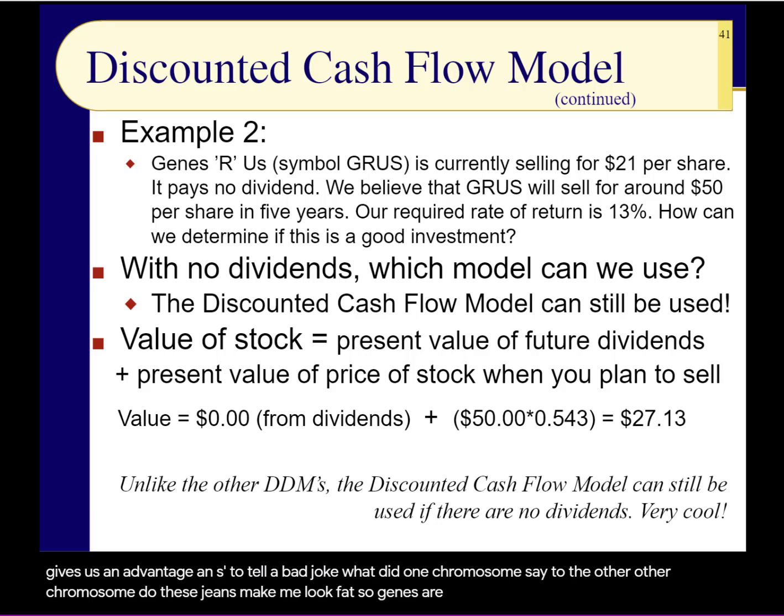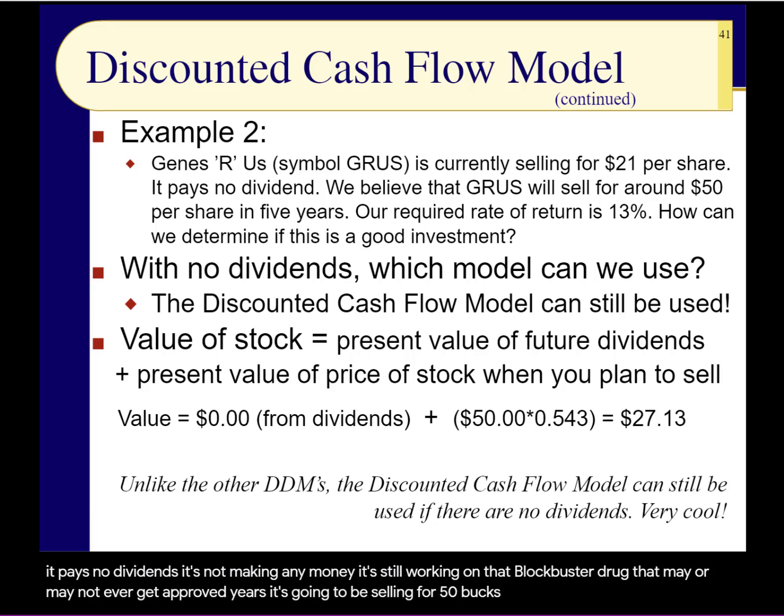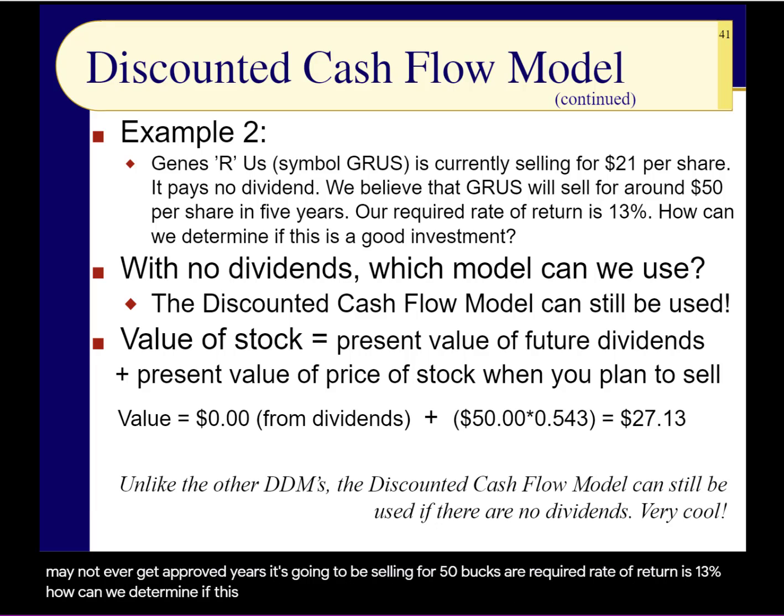So Genes or Us is currently selling for $21. It pays no dividends. It's not making any money. It's still working on that blockbuster drug that may or may not ever get approved. But we believe that in 5 years, it's going to be selling for $50. Our required rate of return is 13%. How can we determine if this is a good investment? Well, with no dividends, which model can we use?